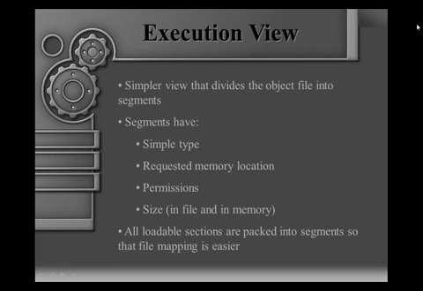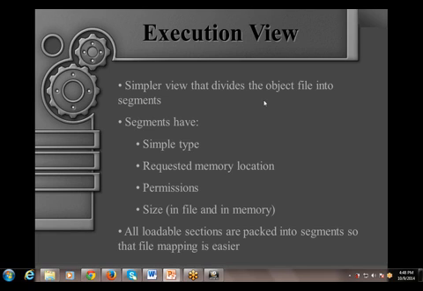Then next is the execution view. This is a simpler view that divides the object file into multiple segments. In comparison, the linking view divides it into multiple sections, and the execution view divides it into multiple segments. Segments have different attributes like type, requested memory location, permissions, and size, both in the file and in memory.